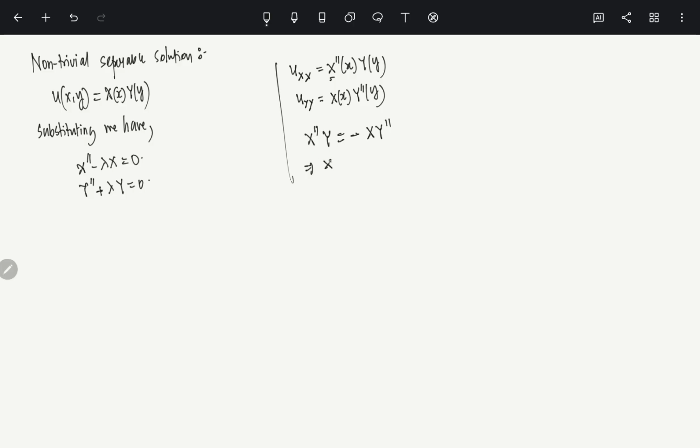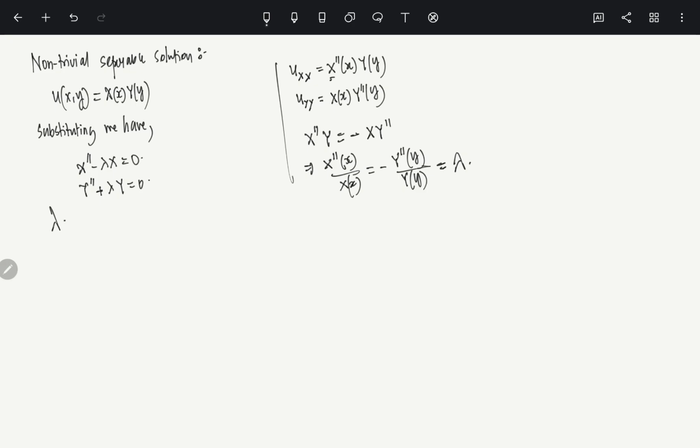So what does that say? It says that X double prime, which is a function of x, by X is nothing but minus Y double prime, which is a function of y, by Y, right? And this is equal to some parameter lambda. So basically a constant lambda. One second, this is a small mistake here, because we are saying that a function of x is equal to a function of y, and that is only true if they are constant, otherwise it can't work, right? So it is basically lambda. Now if you put it together, it means X double prime equals lambda X of x, and Y double prime plus lambda Y equals 0. So that is how you get it.